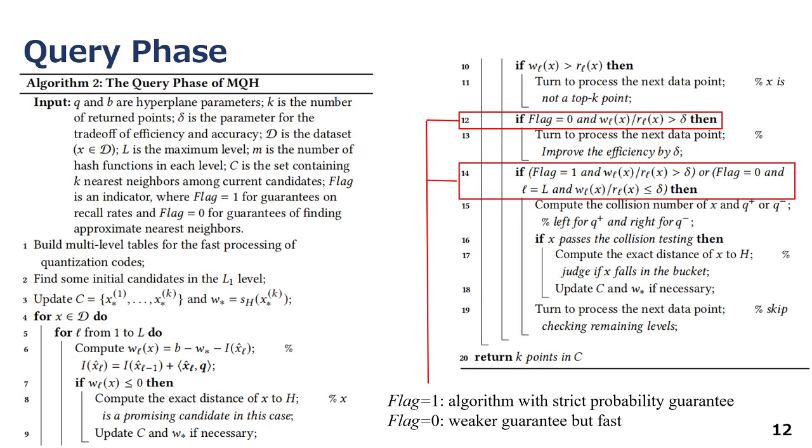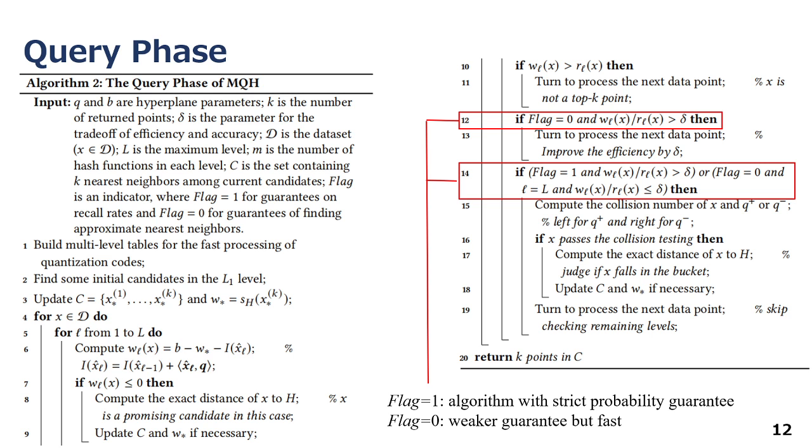The query phase of MQH is slightly complicated because we need to introduce several conditions to determine if a data point can be pruned during the examination process. In this algorithm, steps 12 to 15 are core steps, which give such conditions. Here, WLX is an internal parameter regarding data point X, whose definition is shown in step 6. RLX denotes the norm of the residue vector on level L.